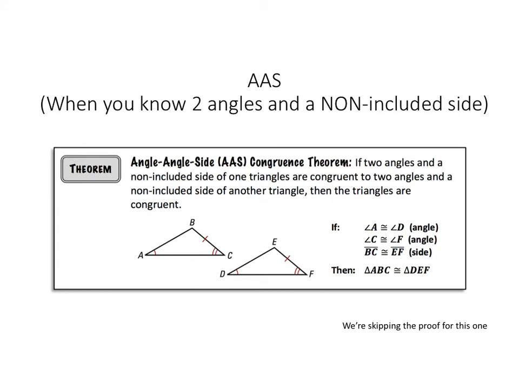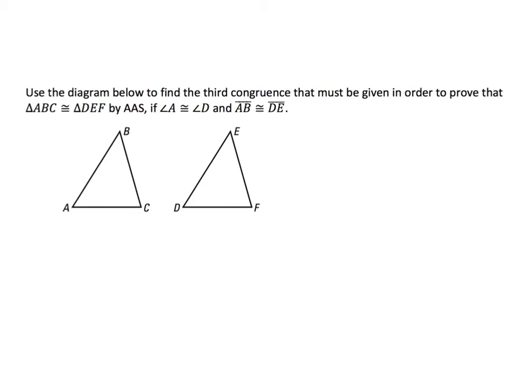Our last congruence theorem is angle, angle, side. So when you know two angles and a non-included side, we are also able to say that our triangles are congruent. We're going to skip the proof for this one, so you can skip this in your notes, okay? And we're going to jump straight into using this in our example problems. Again, we're skipping the proof.